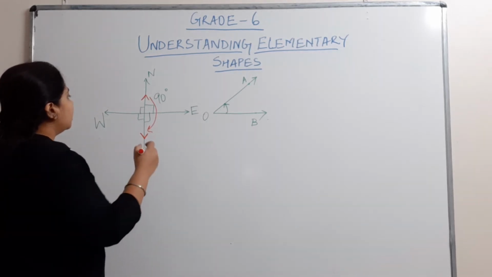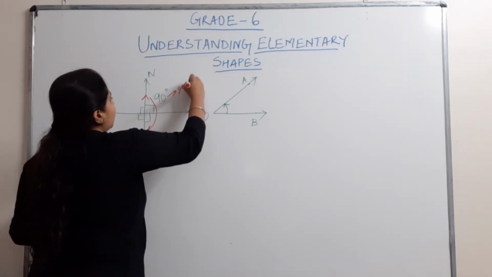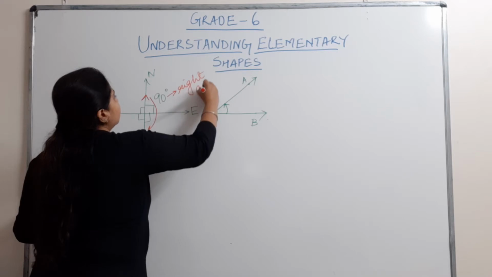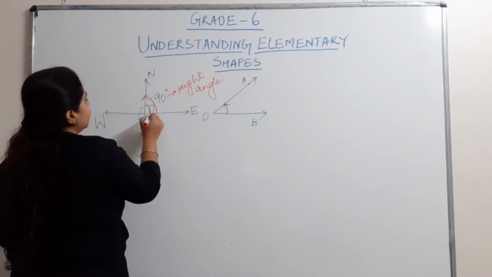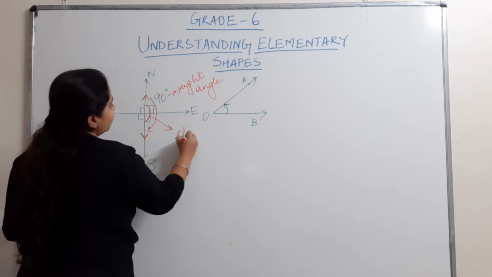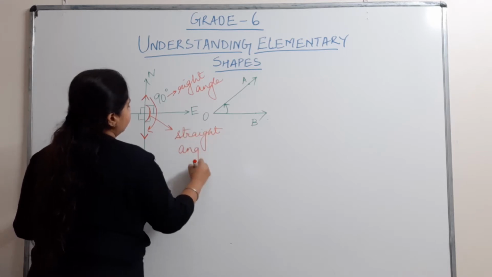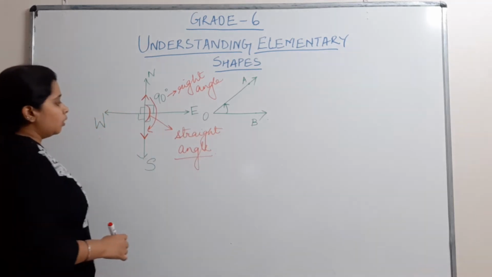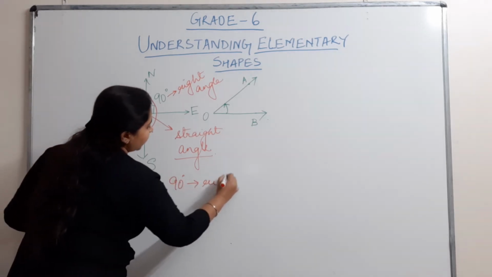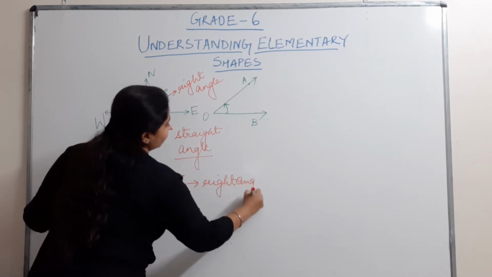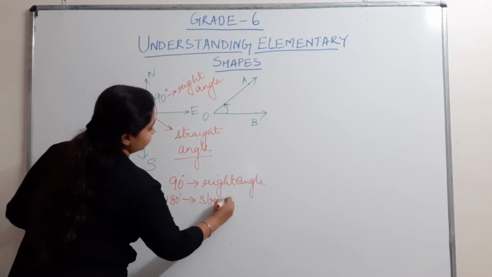So you see that when an angle is of 90 degrees, it is known as a right angle. And when an angle is of 180 degrees, it is known as a straight angle. Okay. So 90 degrees is known as, again I am writing, right angle, and 180 degrees is known as straight angle.